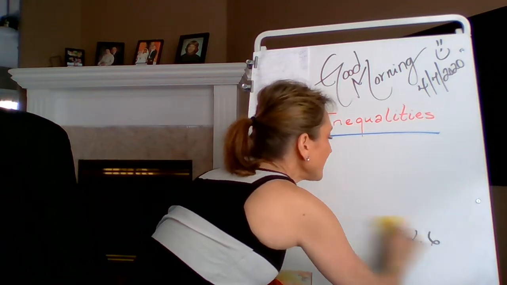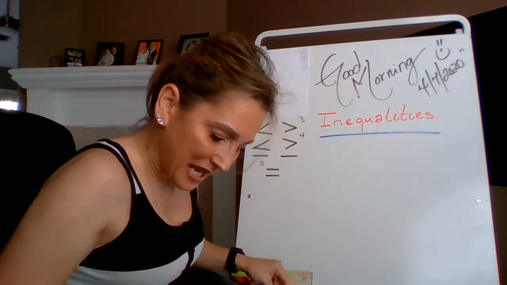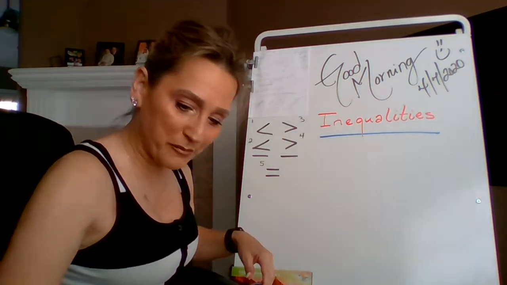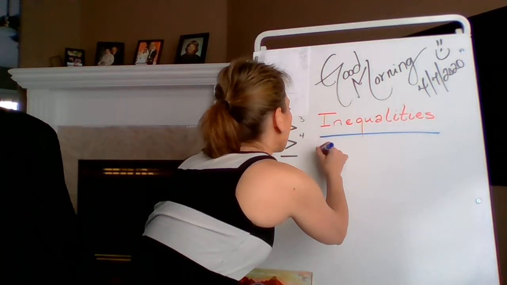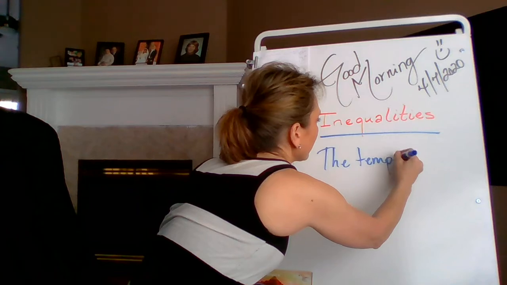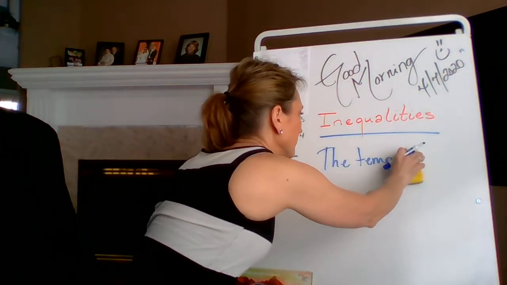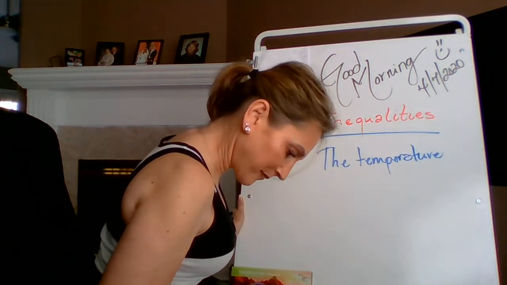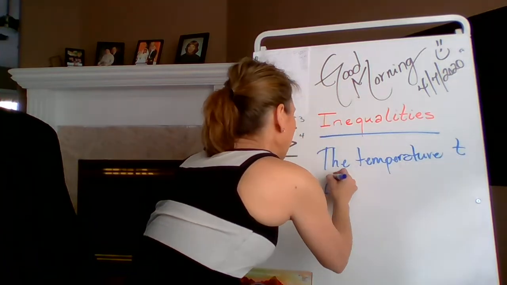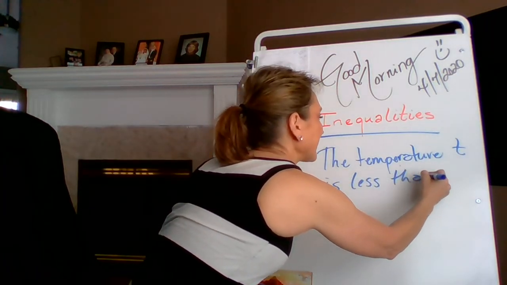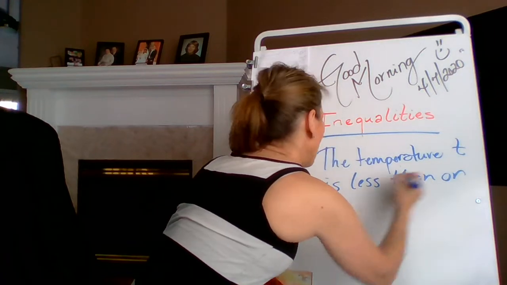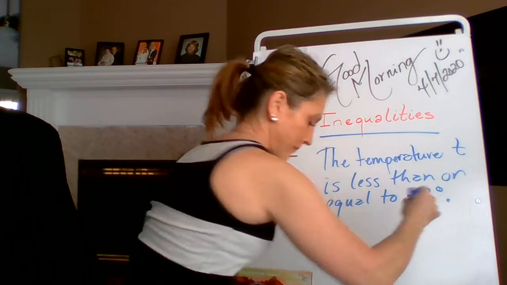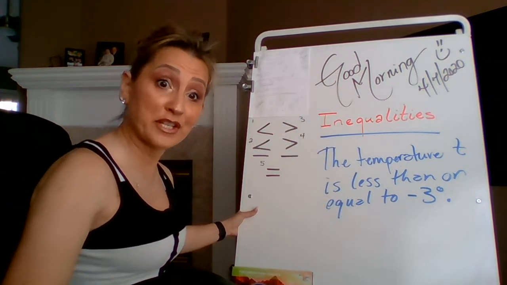So let's do another word form. Again, I'll take this, and I want to do this one because it'll give you more of an insight of how the other symbols can work. It says the temperature. Oopsie, left a letter out. I knew I was going to. The temperature, T, is less than or equal to a negative 3 degrees. Now this encompasses quite a bit for the students to figure out.